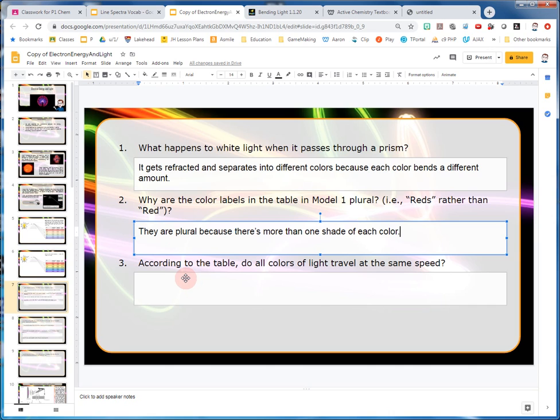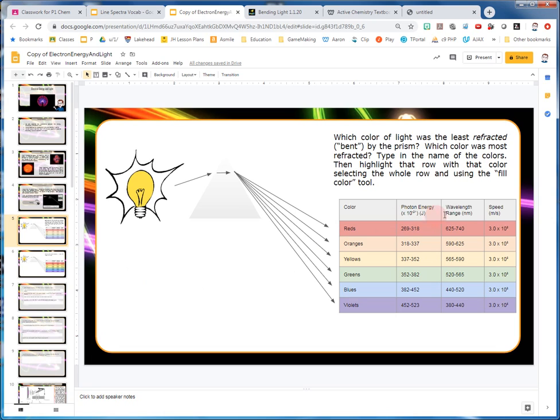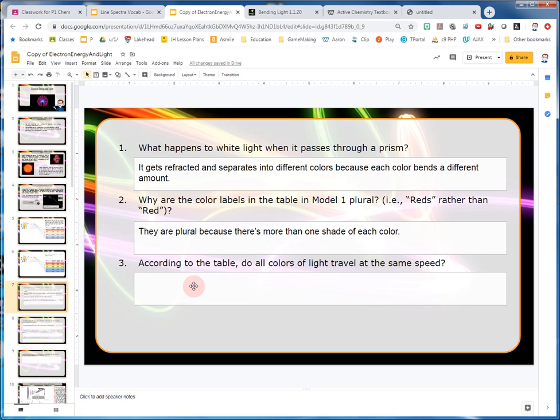According to the table, do all colors of light travel at the same speed? Well, let's go look at our data. Speed, 3.0 times 10 to the 8th power. 3.0 times 10 to the 8th power. Well, yeah, even though these numbers are different over here, the speed is always the same, according to this chart.